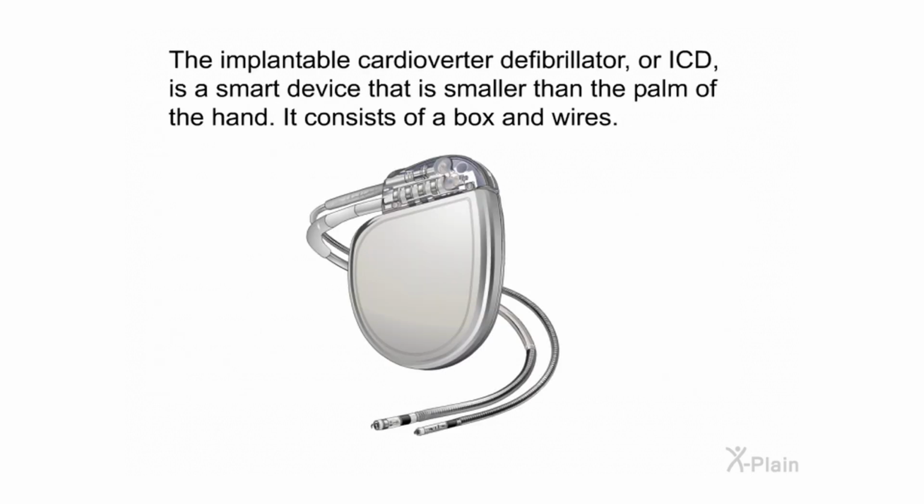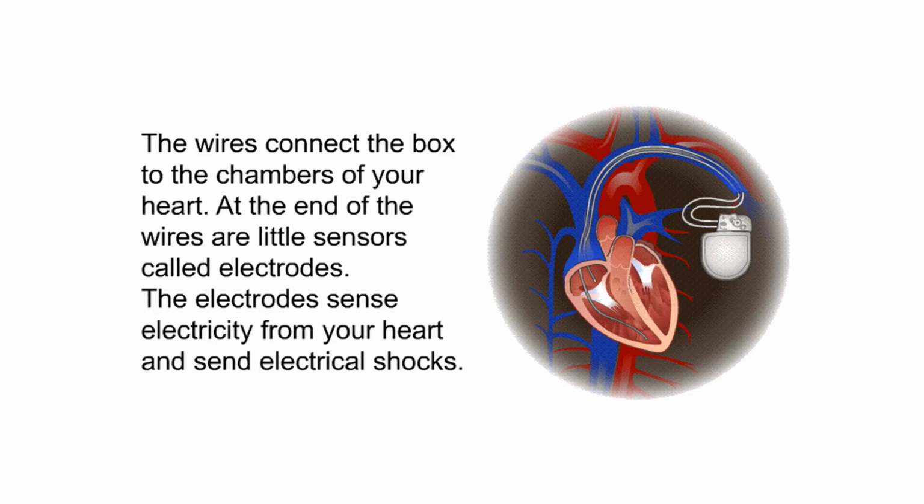ICD. The Implantable Cardioverter Defibrillator, or ICD, is a smart device that is smaller than the palm of the hand. It consists of a box and wires. The wires connect the box to the chambers of your heart. At the end of the wires are little sensors called electrodes. The electrodes sense electricity from your heart and send electrical shocks.